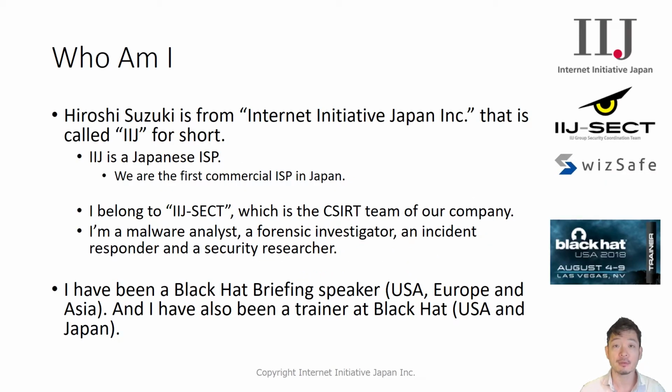First, let me introduce myself. My name is Hiroshi Suzuki, working for Internet Initiative Japan, or IIJ. IIJ is a Japanese ISP and we are the first commercial ISP in Japan. I belong to the CSAT team, IIJ SECT. I'm a malware analyst, a forensic investigator, and a researcher. I have been a speaker at Black Hat USA, Europe, and Asia. And I've also been a trainer at Black Hat USA since 2018.